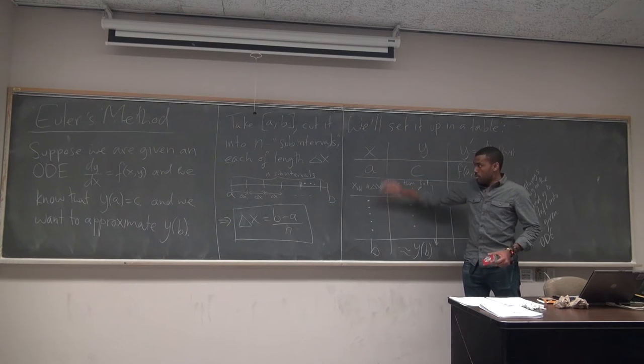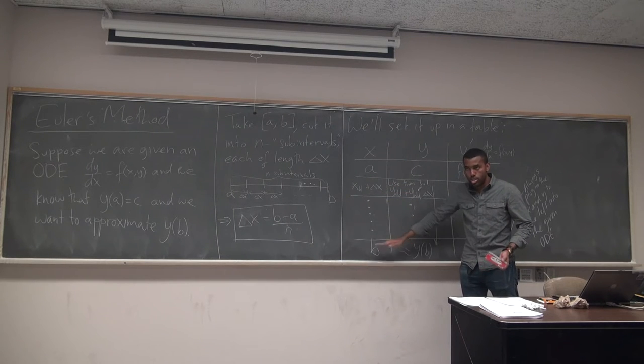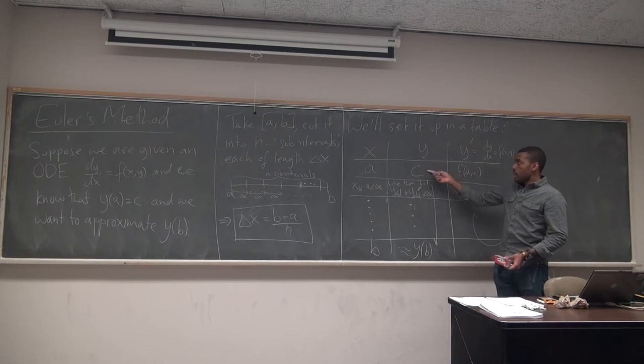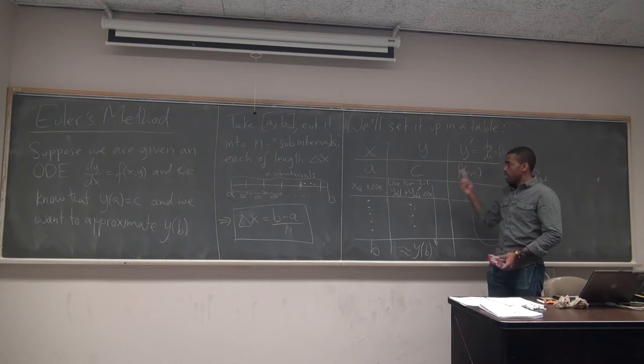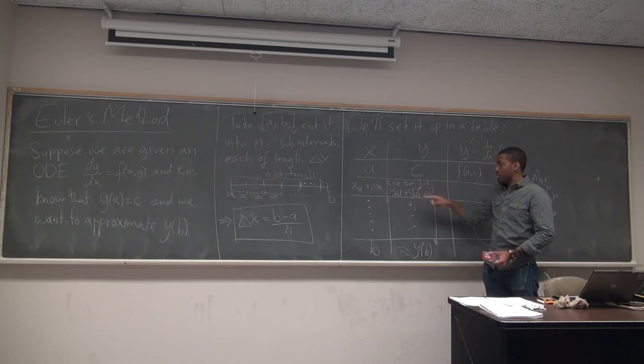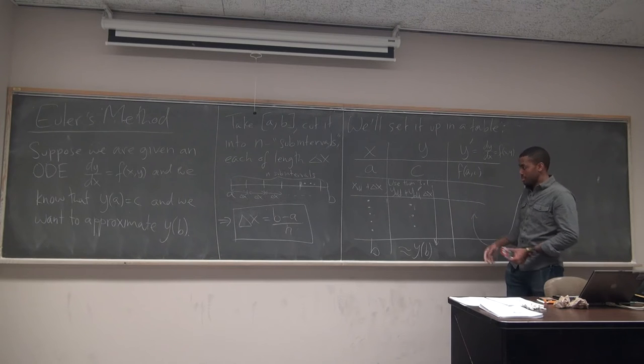In my x column, start at the beginning, the initial value of x, keep adding delta x until you get to b. You stop, right? The initial y comes here. You plug in x and y into the formula for the derivative, that goes here. In the next line, use theorem 3.1. You're going to take the old y value, which is this, plus the old y prime value, which is that, multiplied by the delta x. You're going to get another number to go here. This number and that number go into the formula, you get a new one here. Then you go to the next line, repeat the same process.